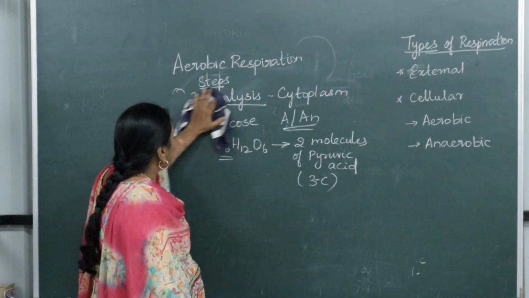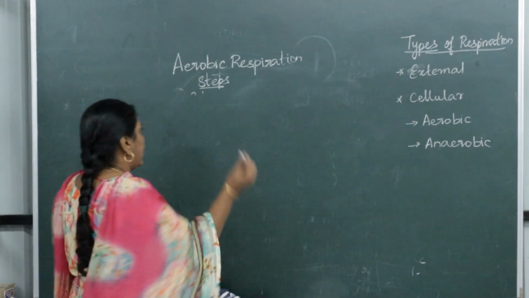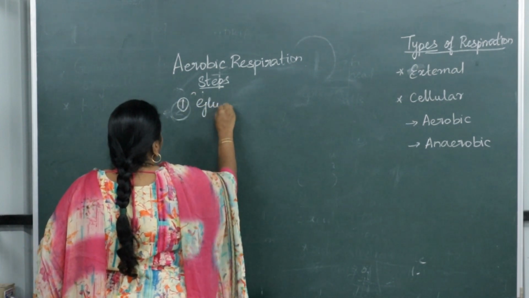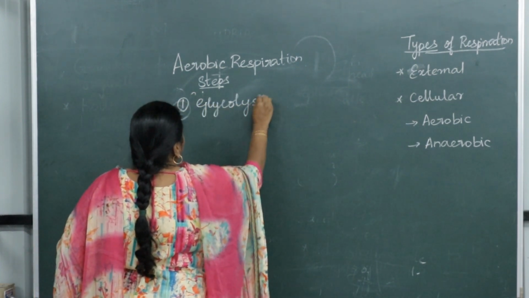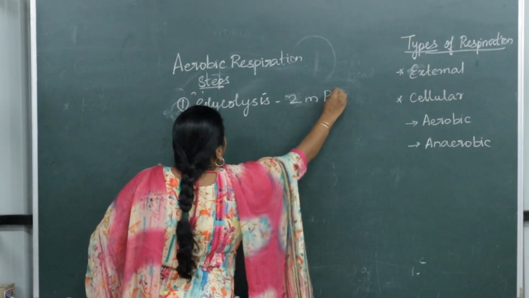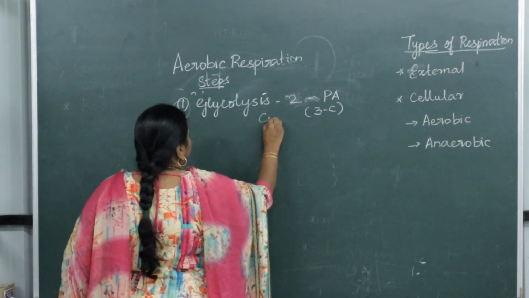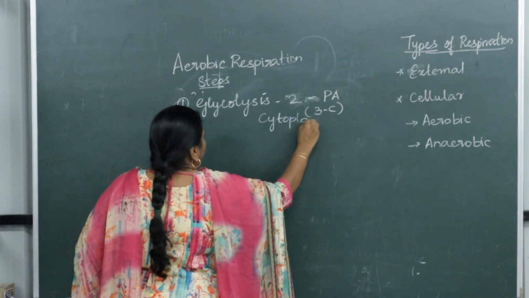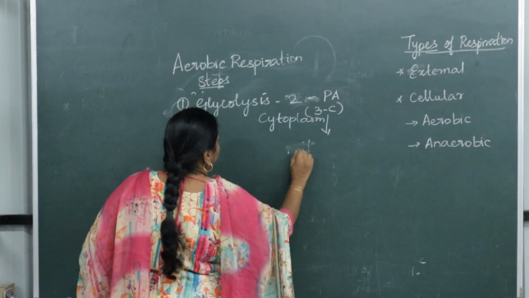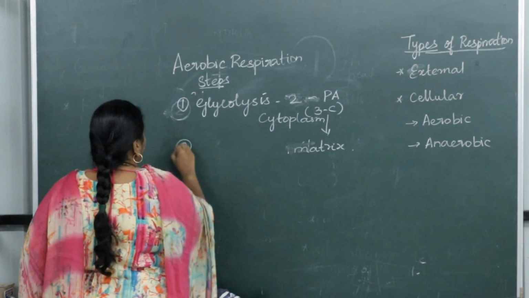Okay, after this, two molecules of pyruvic acid have formed in the cytoplasm. The first step I said was glycolysis. These two molecules of pyruvic acid, that is 3 carbon I said, are formed in the cytoplasm. The pyruvic acid molecules will move into the mitochondrial matrix. Here, number 2.